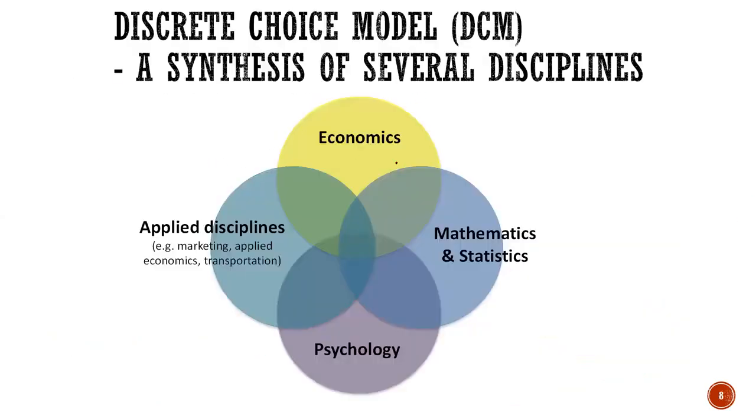So the choice models are very widely used in several disciplines, and that includes the economics disciplines, mathematics and statistics, applied disciplines like marketing, transportation, applied economics, and in psychology as well, to understand how consumers behave, how consumers choose a particular mode of transport when they are traveling to their workplace or to another place. So these models are very widely used.